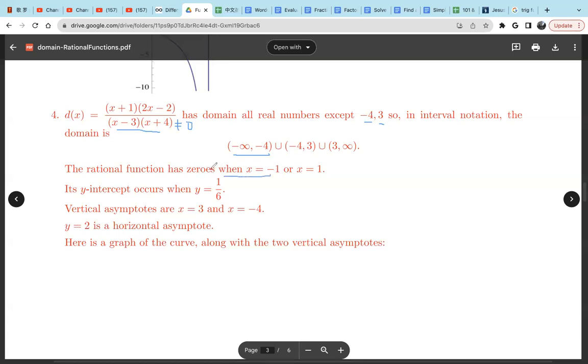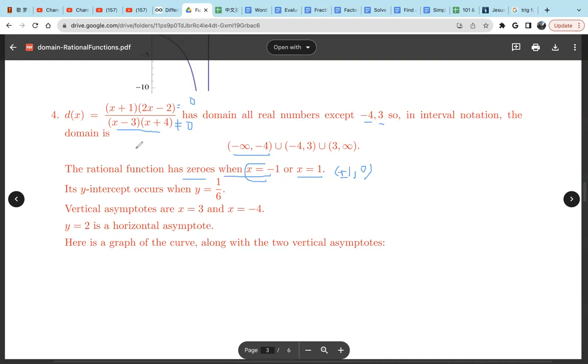Or x-intercepts, or zeros, which means the numerator is 0. When the numerator is 0, x equals -1 or x equals +1, right? Set the numerator to be 0 and solve for x. So we have 2 x-intercepts, (-1, 0) and (1, 0). Basically plus minus 1, comma 0, 2 x-intercepts.